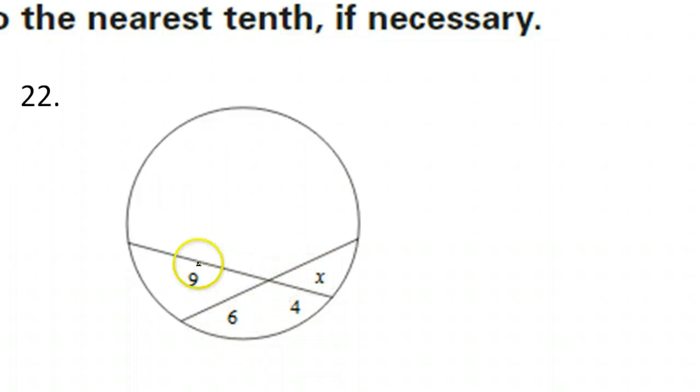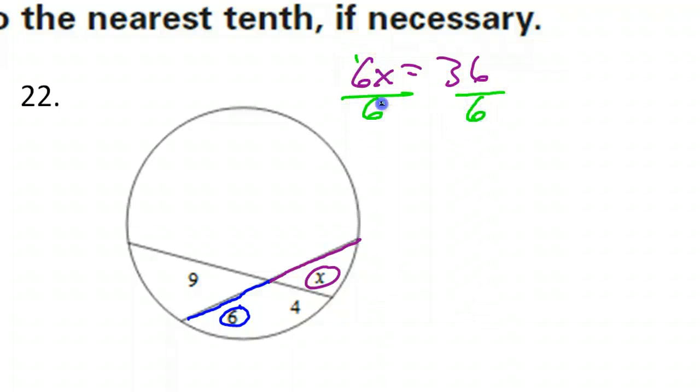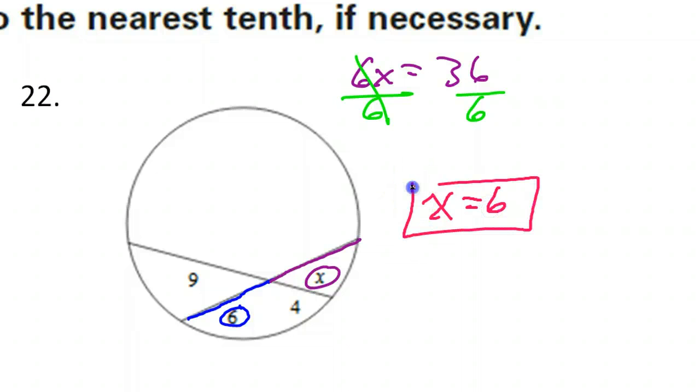Similarly, number 22. Part times part equals part times part. Okay, so I'm pretty sure that this is the 6, and this piece right here is the x. So part times part, 6 times x is 6x. So 6x equals, and then we have 9 times 4, which is 36. To find x, we just divide by 6 on both sides. So x is equal to 6. And that's how you do number 22.